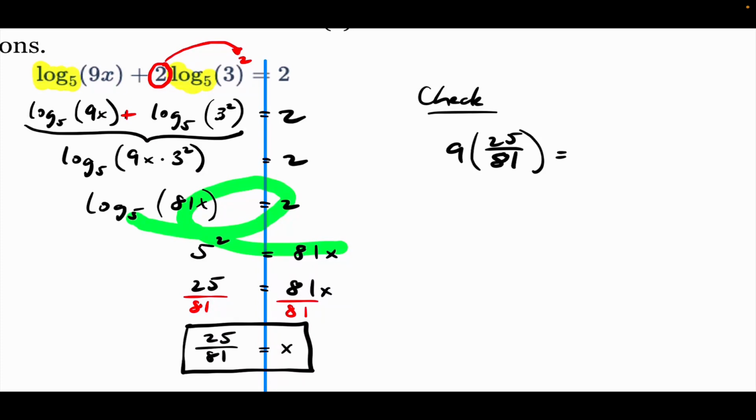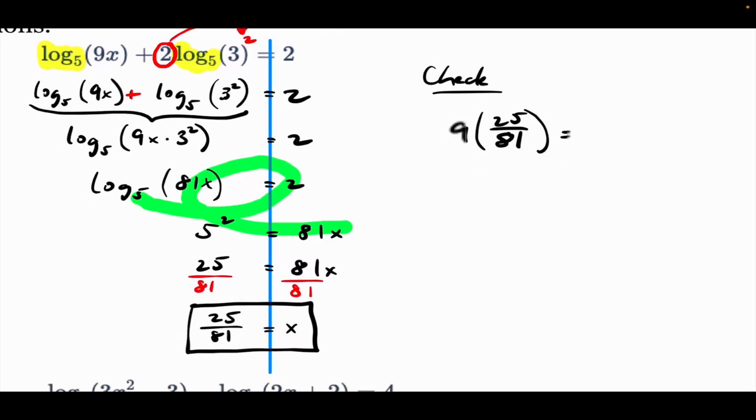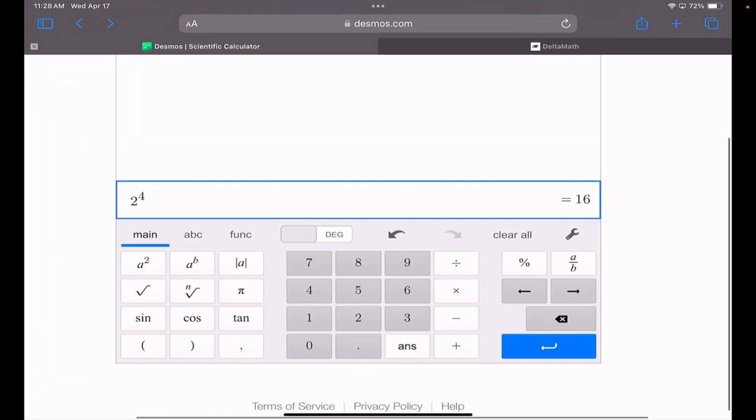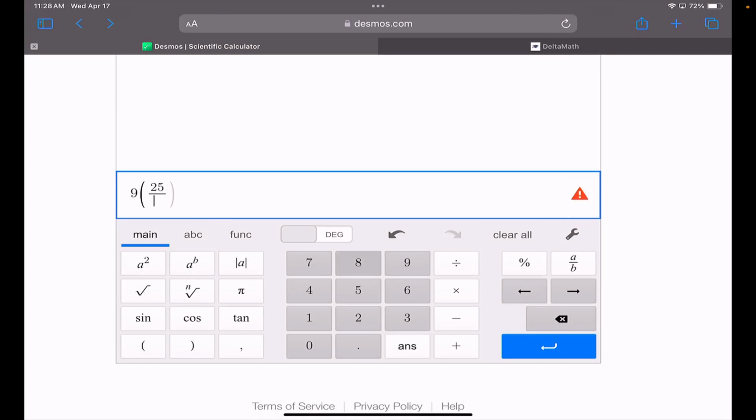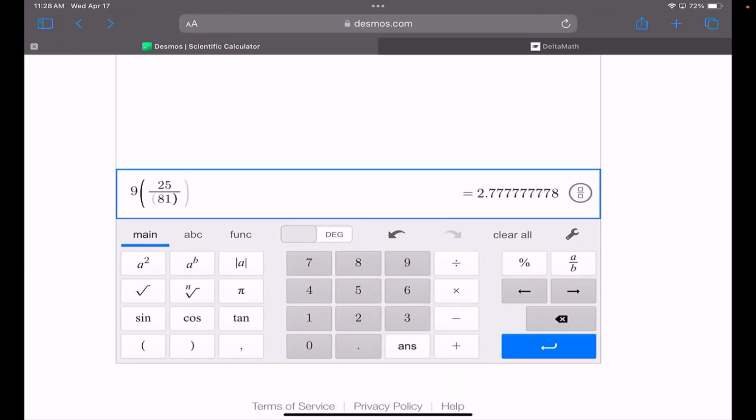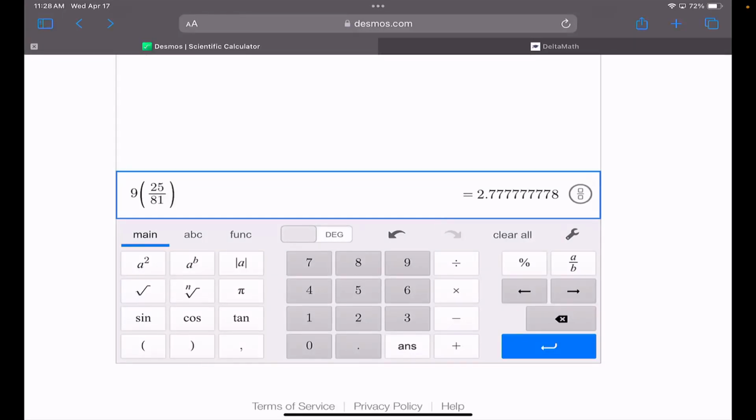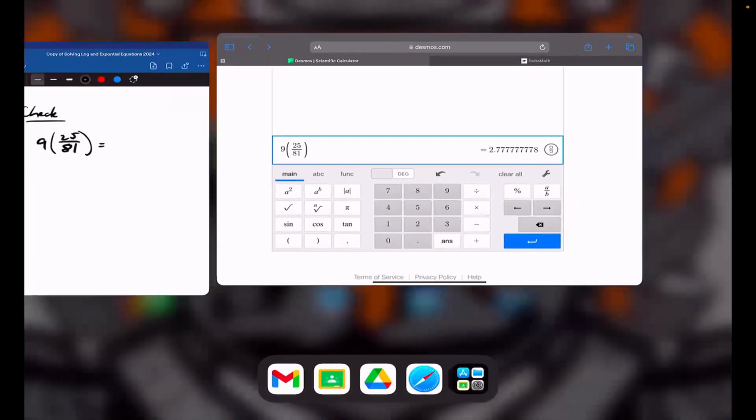Okay, so I go to my calculator. You can pretty much tell it's going to be a positive because it's a positive times a positive. 9 parentheses 25 divided by 81. Close parentheses. I get positive 2.777. I don't really care what the number is. I just care that it's a positive number. It's a positive number.